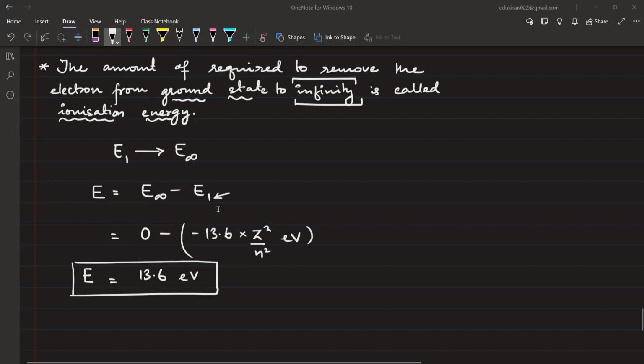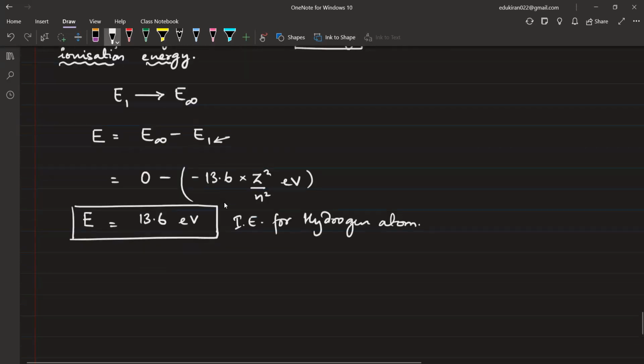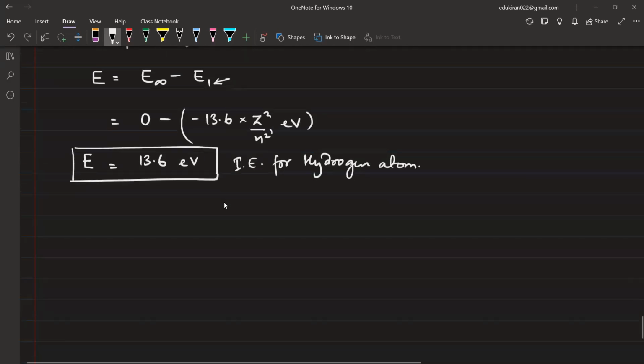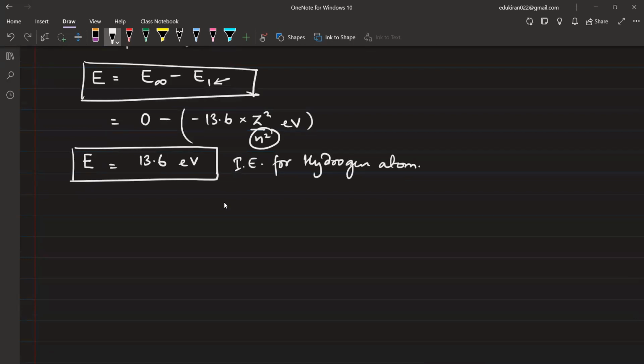ठीक है. Now this is only for, we'll say that this is ionization energy for hydrogen atom. In general, what is going to happen? Please see. N की value तो हमेशा 1 रहेगी ना, because ionization energy is defined as going from the ground state, that is the first orbit, to infinity. तो N तो हमेशा 1 रहेगा.